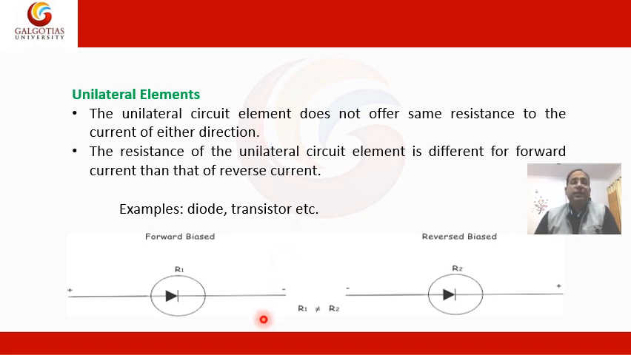A simple example is the diode. A diode acts as a switch. It can flow the current in one direction only, that is, in the forward bias only.